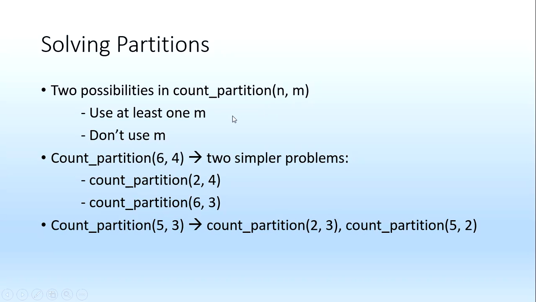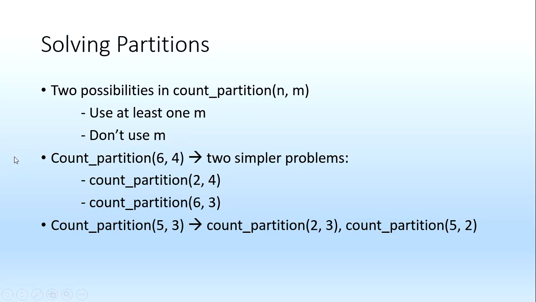So to look at a specific example, if we want to count the partition of 6 using parts up to 4, there are really two simpler problems. It's either we count the partition of 2 using parts up to 4. Why 2? Well, this is the case where we use at least one m. If we use one m, what do we have left? We have 2, because 6 minus 4 is 2. So then we ask how many ways can we partition 2 using parts up to 4.